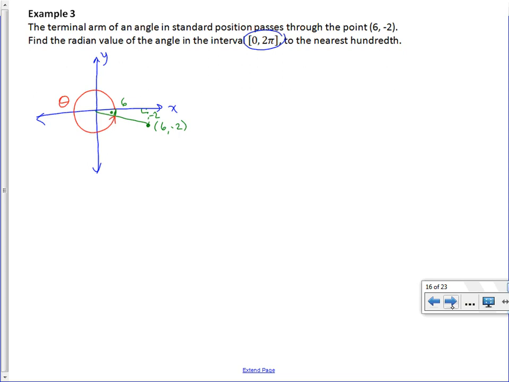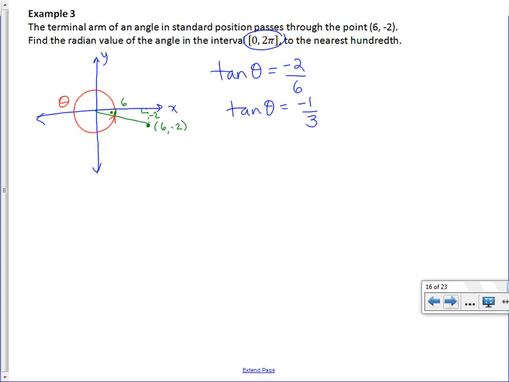Those two are numbers I know. You can pick sine, but if you want to pick sine, now you need the hypotenuse. Now you have to find that. It's probably not going to be pretty, unless it's a perfect square, a Pythagorean triple, right? So we're going to pick tan. Tan of theta is opposite over adjacent. In this case, opposite is -2 and adjacent is 6. So tan theta is -1/3.